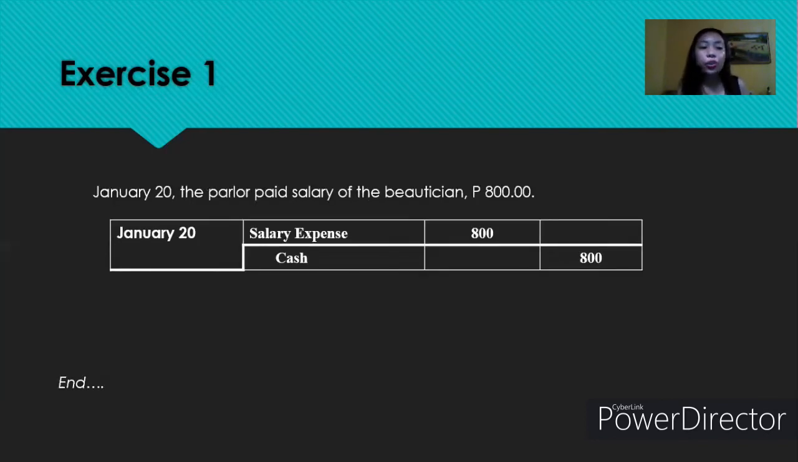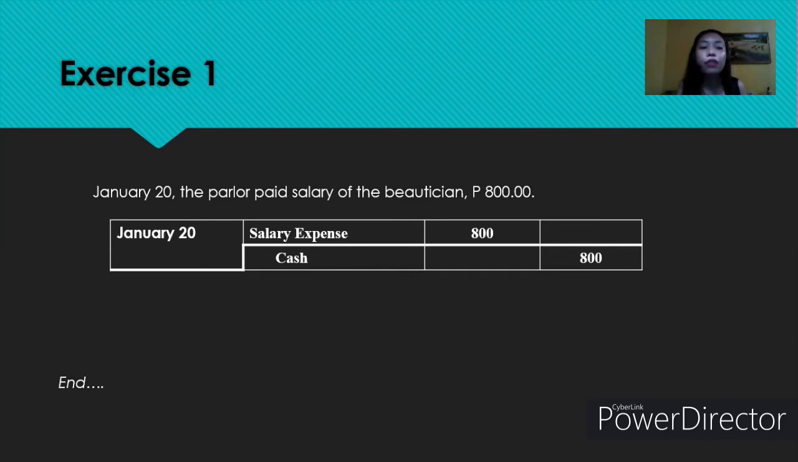Next, another entry for January 20 is the parlor paid salary of the beautician worth 800 pesos. Now, remember guys, when you talk about salary, this is part of the expense and you have to pay your employees. So definitely, since salary expense you're going to increase, and its normal balance is debit, you have to debit it. But sad to say, you pay your workers in cash, so you have to reduce your cash worth 800 pesos. So what you're going to do with the cash, you have to credit it so that you're able to pay for the salary expense worth 800 pesos.